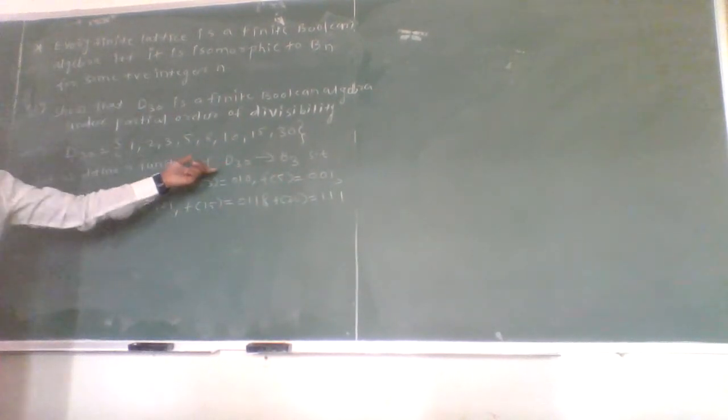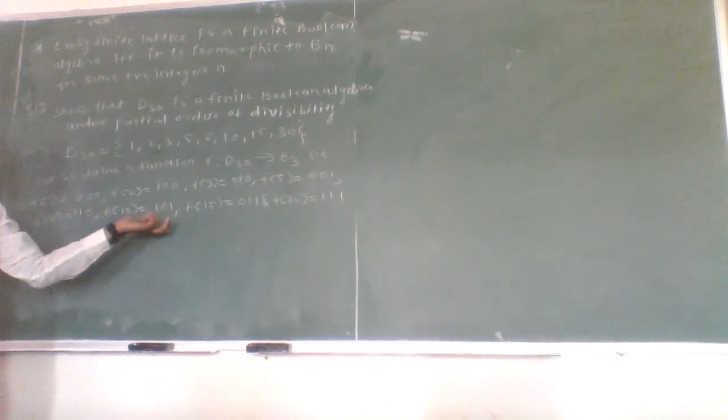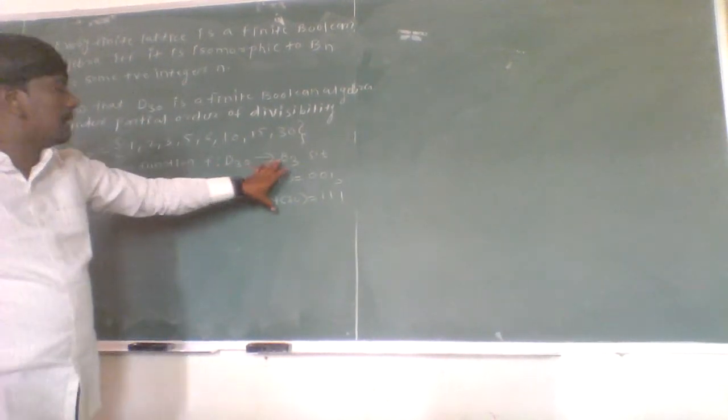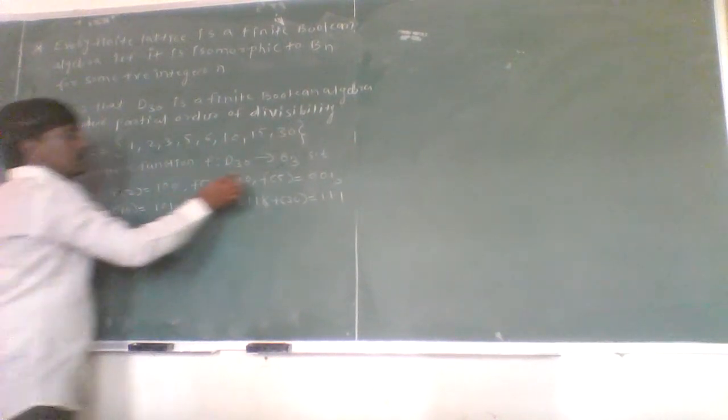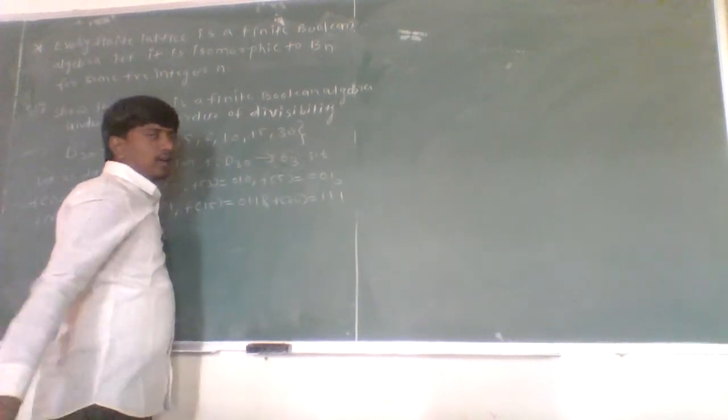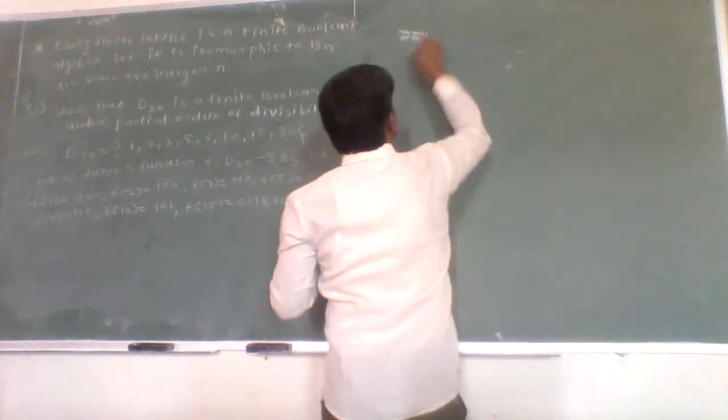To draw the Hasse diagram of D30, we have to replace the corresponding pre-images in the Hasse diagram of B3. But for that, we first have to know the structure of the Hasse diagram of B3. We have already seen this. The Hasse diagram of B3 is this.